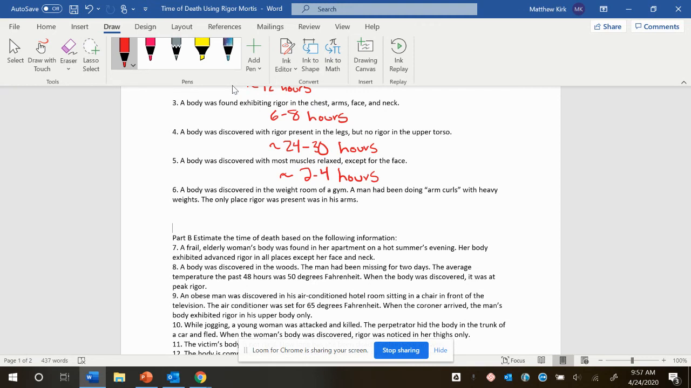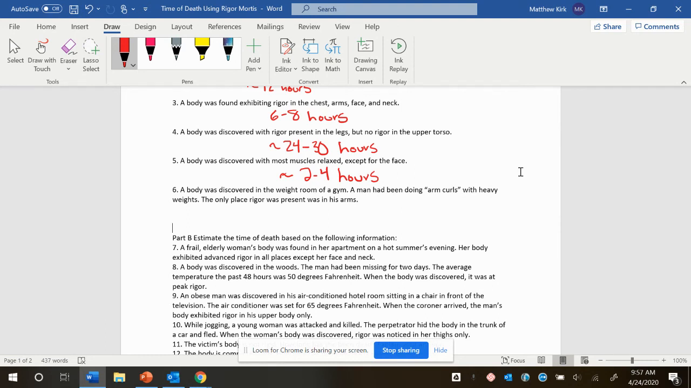And then number 6, body was discovered in the weight room of a gym. A man had been doing arm curls with heavy weights. The only place rigor was present was in his arms. This is kind of a tough one. What I might say for this is, again, let's think about the process, think about activity.